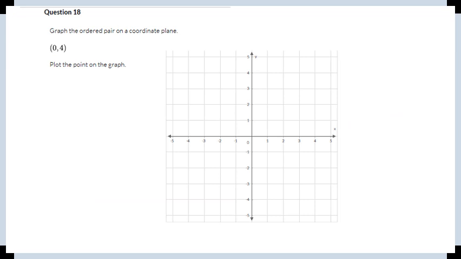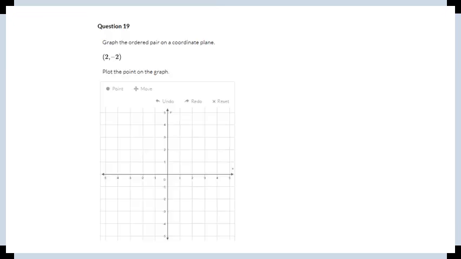Okay, 0, 4. So I'm going to plot this. Start at 0. You don't have to move any left or right because that x coordinate is 0. But I am going to go up to 4 and place my point. That is the ordered pair 0, 4.